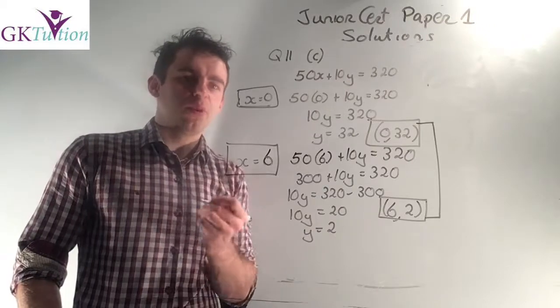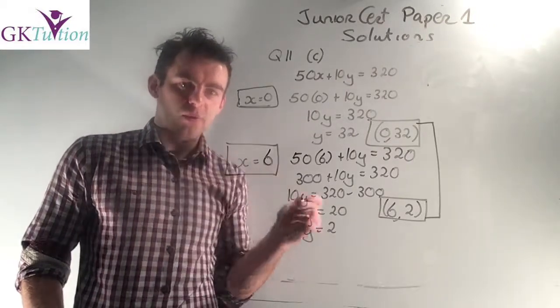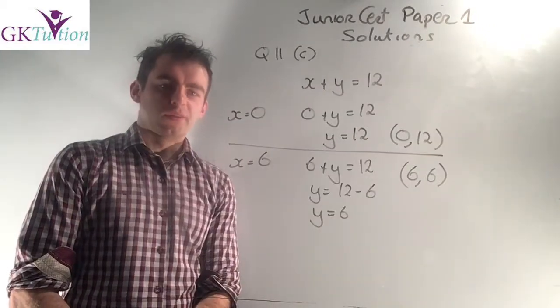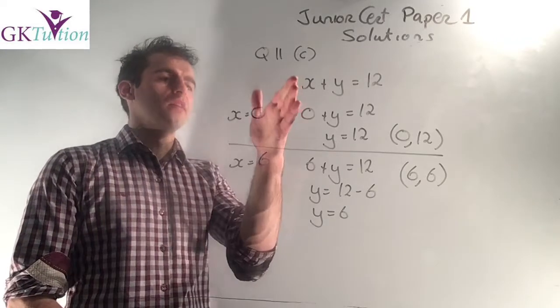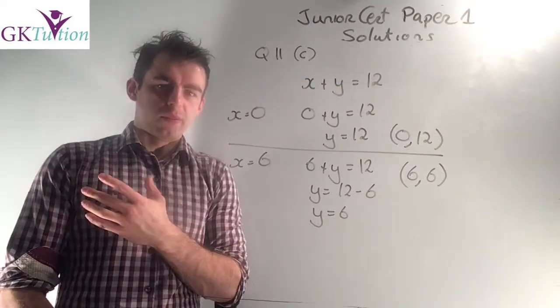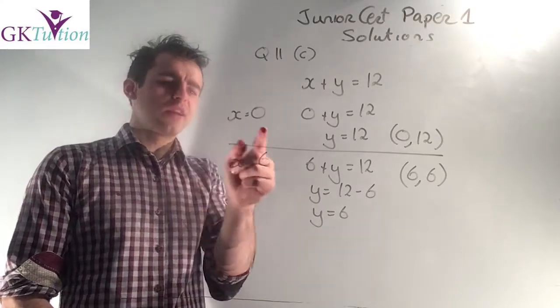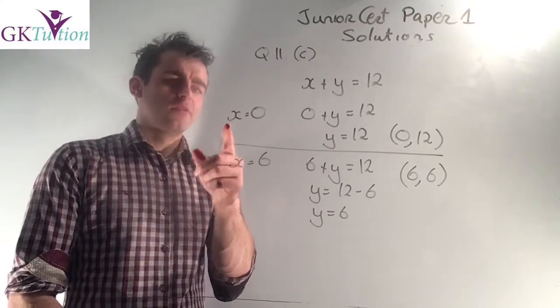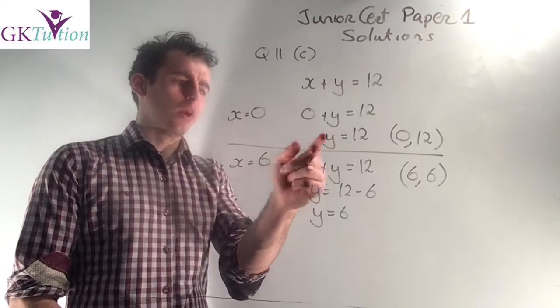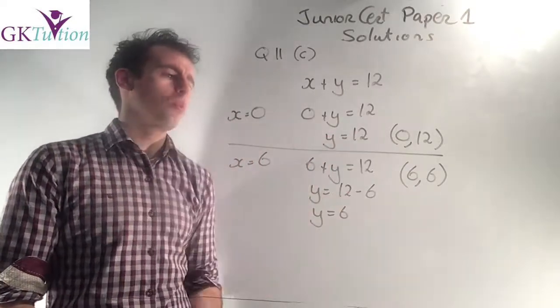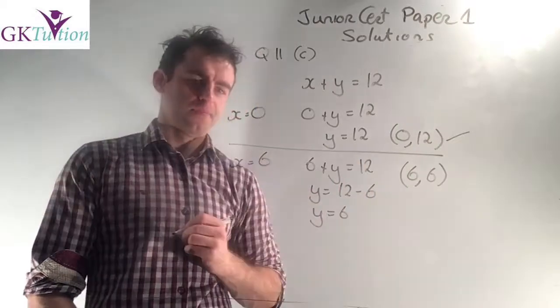Now I need to find 2 points on the other line so that I can draw that one as well. Okay, so now I'm trying to find 2 coordinates on the line x plus y equals 12. Remember, I want 2 coordinates because that will allow me to draw my line. So I started off by subbing in x equals 0. If you sub in x equals 0, you end up with y equals 12. So one of my coordinates is the coordinate 0, 12.